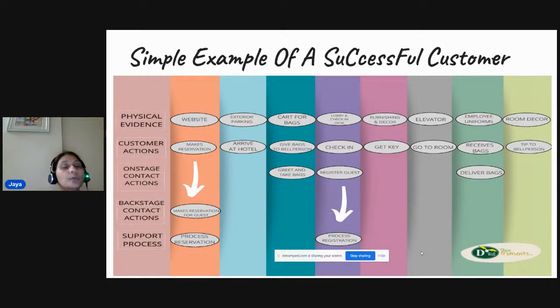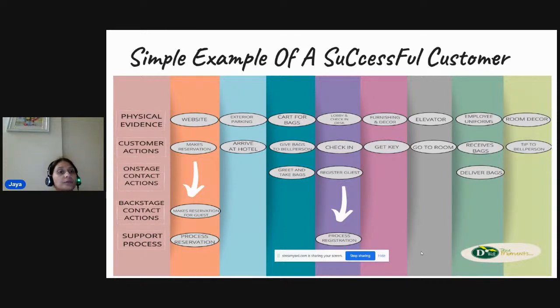So the support process is always a better part when we are talking about a successful customer, to make it happen that the customer should come back again to your hotel to live in. So that is why these four steps are really important.